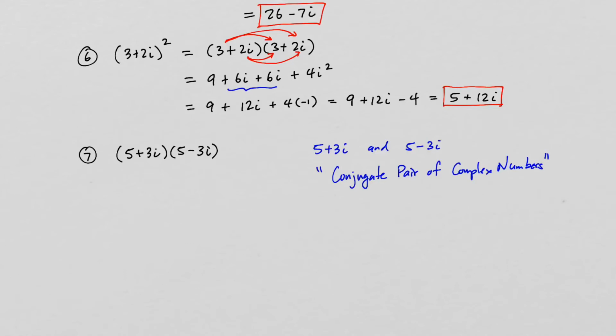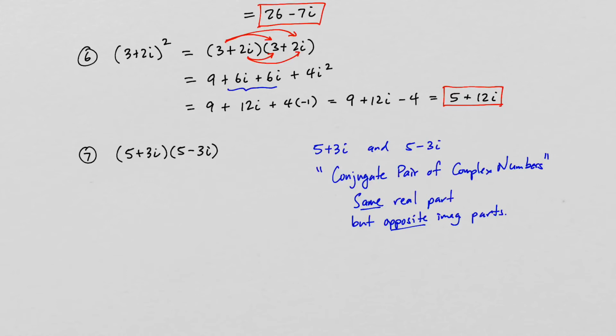Conjugate pairs are two complex numbers that have the same real part but opposite imaginary parts. So same real part but opposite imaginary parts. And that's what you see here. Both of these complex numbers have a real part of 5, and the imaginary parts are positive 3 and negative 3. Now, conjugate pairs of complex numbers are special because when you multiply them, you get a very special product.